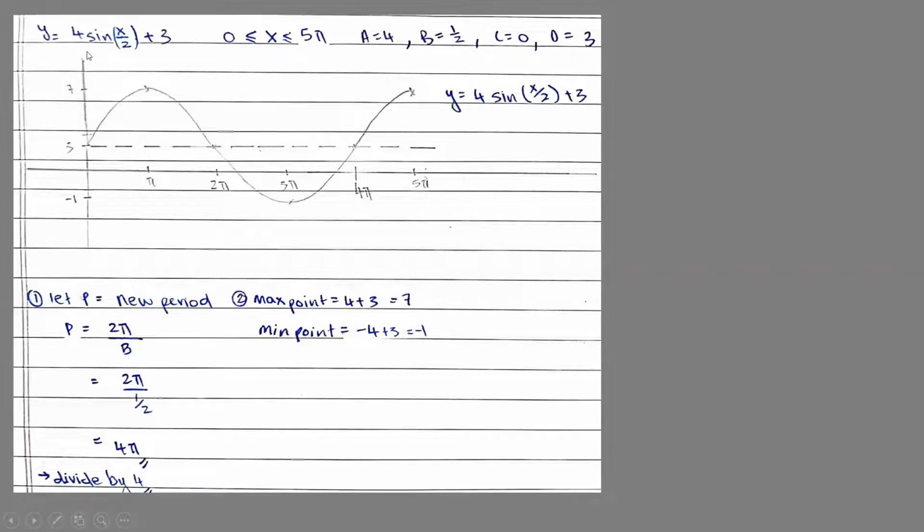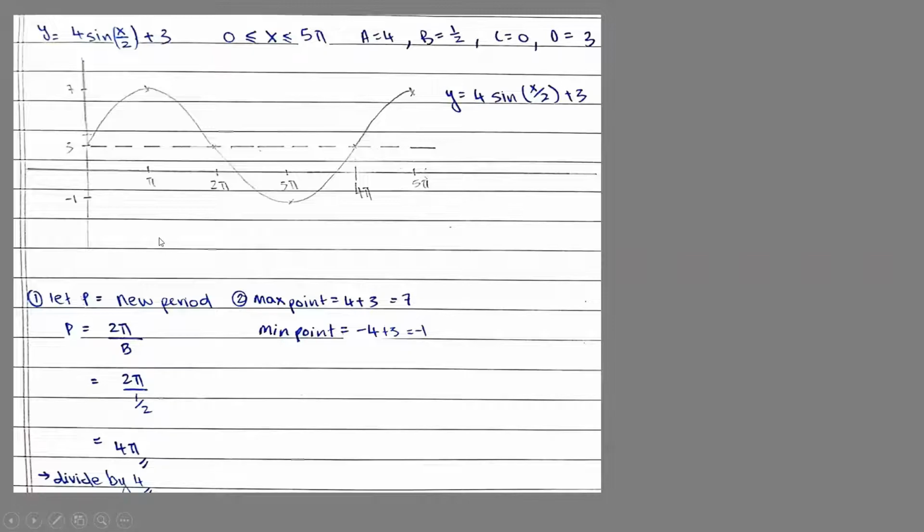So next up, my first example is 4 sine x over 2 plus 3. There's a lot happening here. First things first, there's a vertical stretch, or you could write out all the information in this form, which will help you. There's a vertical stretch, there's a horizontal stretch, there's no horizontal transformation, and there's a vertical transformation. First, what I like to do is find out the period. Let p equal the new period, and p equals 2 pi over b, where b is half. Take this as a formula that you must memorize, and you get 4 pi.